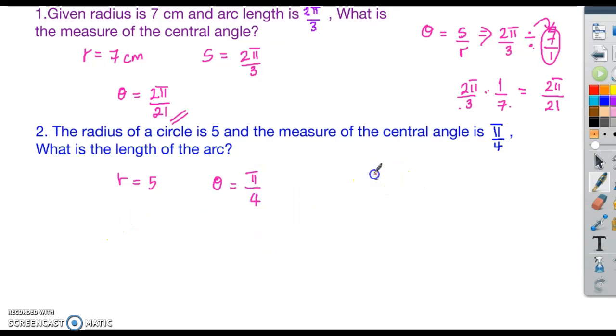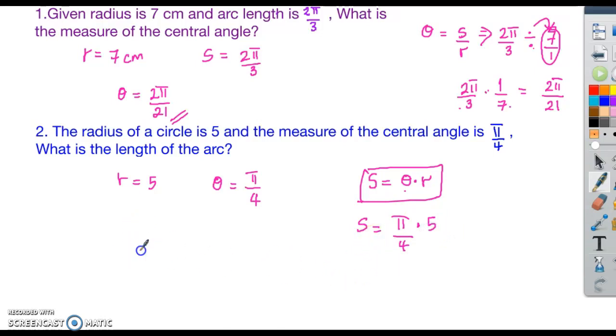So they're asking you to find S. S is the length of the arc. S is theta times r. This is the formula we have to follow for S. So theta, the central angle, is given to be pi over 4 times the radius is 5.